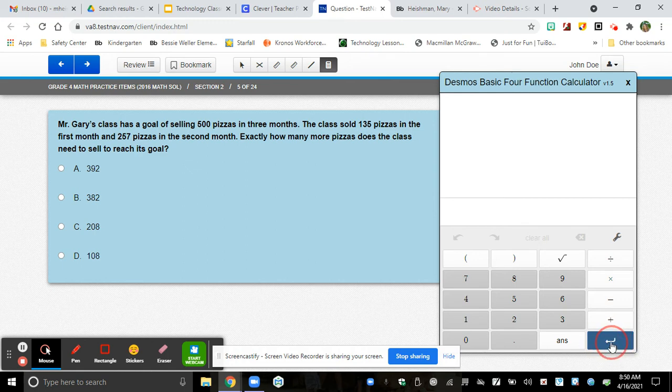The next function I'd like you to practice with is the answer key, which is the blue enter key. You also see the word ANS for answer. That's looking for the previous answer. So let's avoid that button at all costs during this SOL, okay? We'll use that when you get older in algebra math. So today we're just going to focus on the blue enter button.